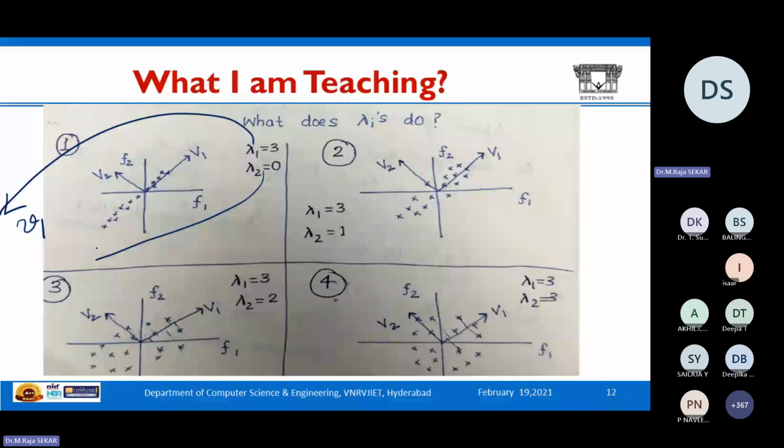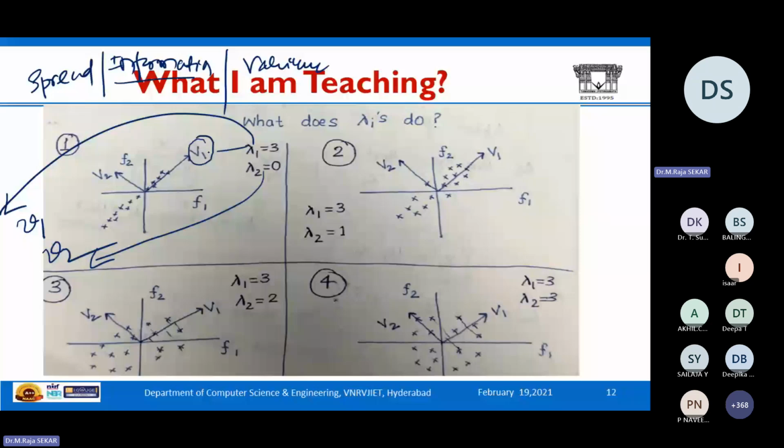If you see the spread, the information spread, or I can say variance, I can find so much of data, or so much of information. I can find almost all information. This is a vector, my dear friend. Just remember, v1 is the eigenvector corresponding to lambda 1. v2 is an eigenvector corresponding to lambda 2.